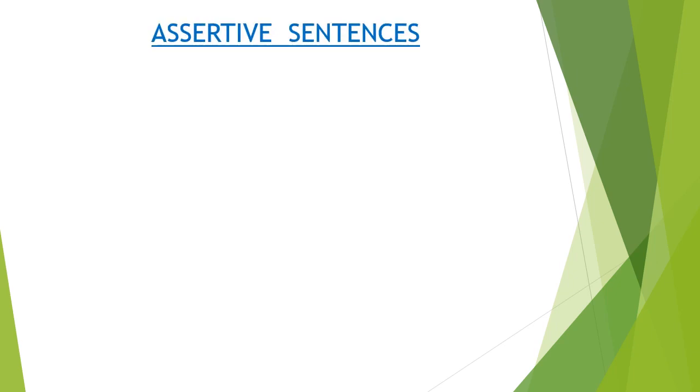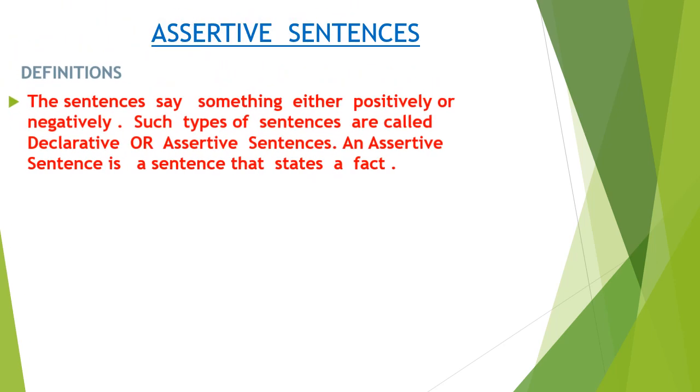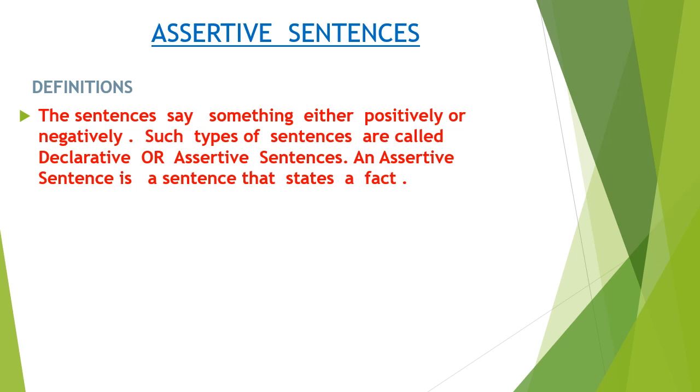Children, let's begin with the first kind of sentences, and that is assertive sentences. Assertive sentences are also called declarative sentences. They are used to make statements, or they declare, state or tell something, either positively or negatively. The most important thing about assertive sentences is that they always end with a full stop.